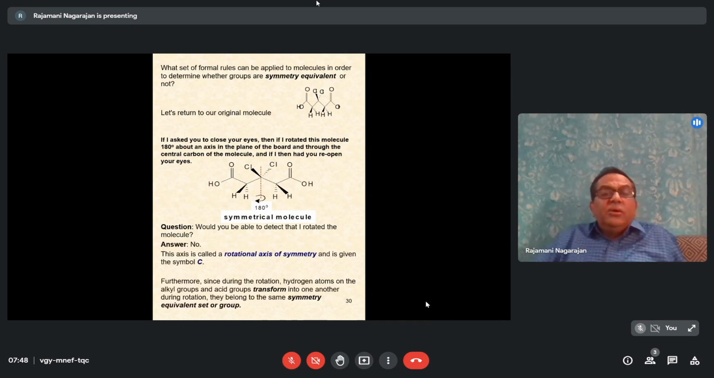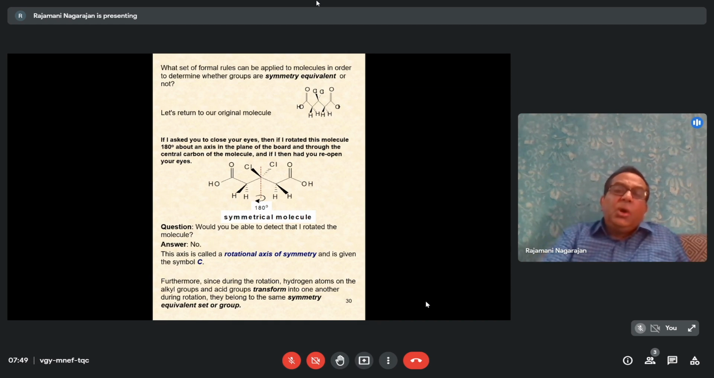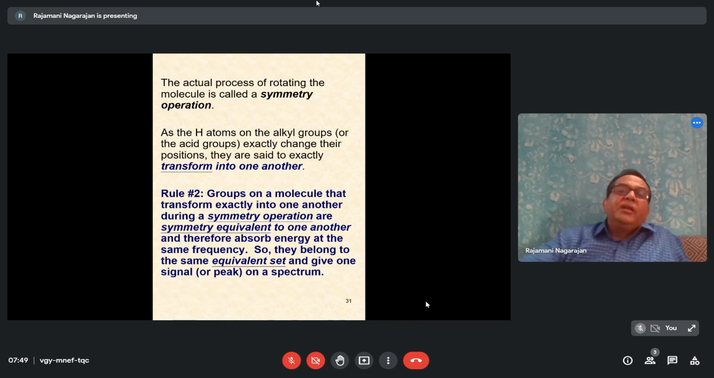The answer is no. The axis is the rotational axis of symmetry, and because of this rotation, one half is transformed into the other half, and therefore they belong to the same symmetry equivalent set or group. So the actual process of rotating the molecule is the symmetry operation, as we learned earlier. As the hydrogen atoms on the alkyl groups or the acid groups exactly change their position, they are said to be exactly transformed into one another.